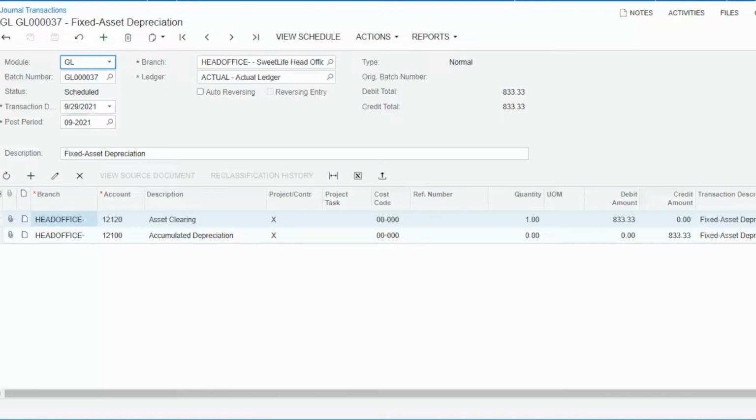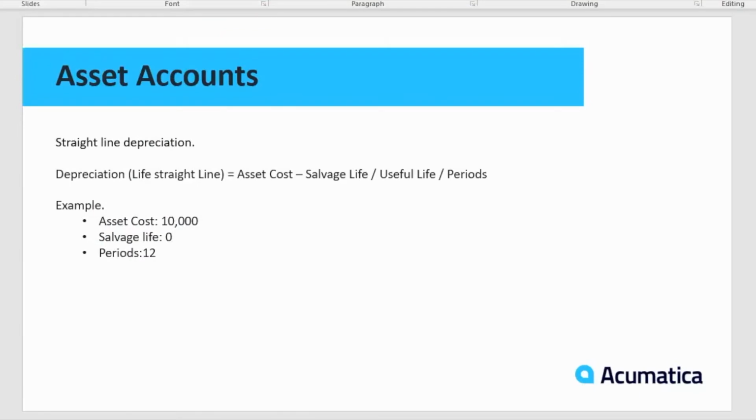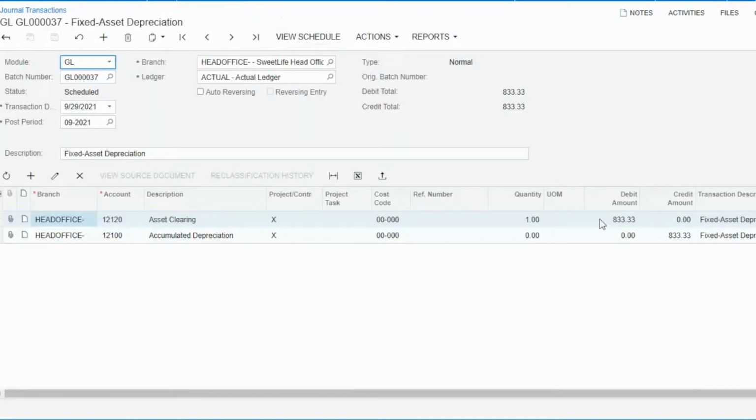Here, I took the original amount of the asset that was $10,000 and divided it into the life of the asset. As we can see here, this is the formula that I used, and we are going to use straight line depreciation. We have an asset cost of 10,000 and 12 periods since we're going to divide it into 1 year. That gives us $833.